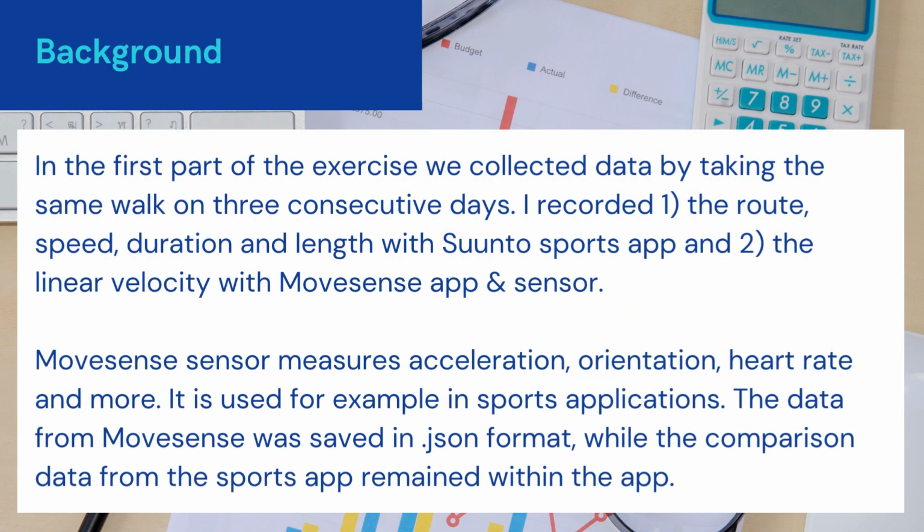In the first part of the exercise we collected data by taking the same walk on 3 consecutive days. I recorded 1, the route, speed, duration and length with Suunto Sports app, and 2, the linear velocity with Movesense app and sensor. Movesense sensor measures acceleration, orientation, heart rate and more. It is used for example in sports applications. The data from Movesense was saved in JSON format, while the comparison data from the sports app remained within the app.